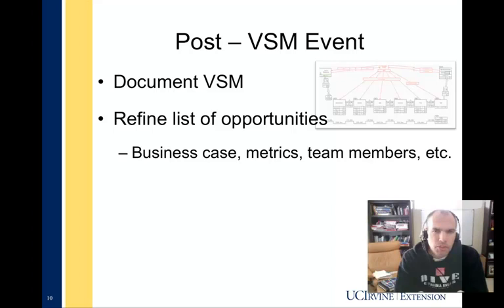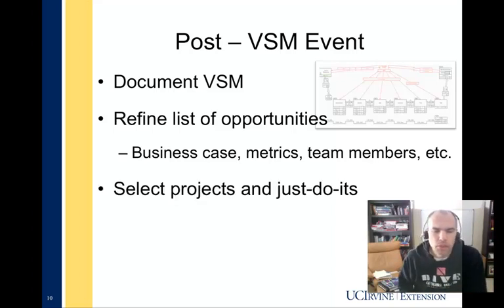Some of them might be just do-its or just quick wins, things we don't really need a business case for. They just make good common sense to do. But most of the time we're going to come away from a value stream mapping session with some type of projects, whether they're lean projects or Six Sigma projects, or maybe some combination of the two, is what is going to typically come from a value stream mapping session. And we need to make sure that we've got really a solid understanding of what we're doing and why we're doing it. So refining that list of opportunities is another thing we're going to do.